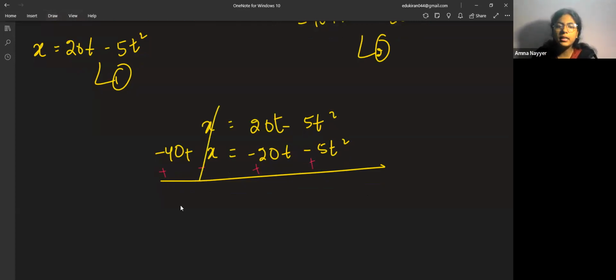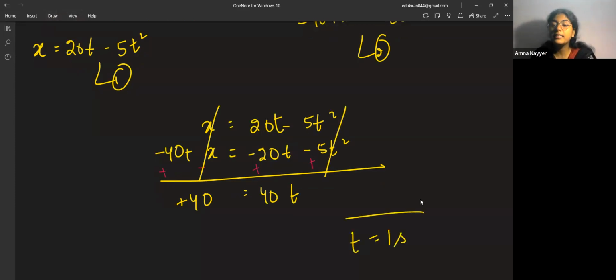20t minus minus 20t, this is plus 20t, that is 40t. Minus 40, sorry, this is now plus 40, sign has changed. Minus 5t squared plus 5t squared, they get cancelled. So 40t is equal to 40, t is equal to 1 second. This is the time. Question is still not asking us the time.